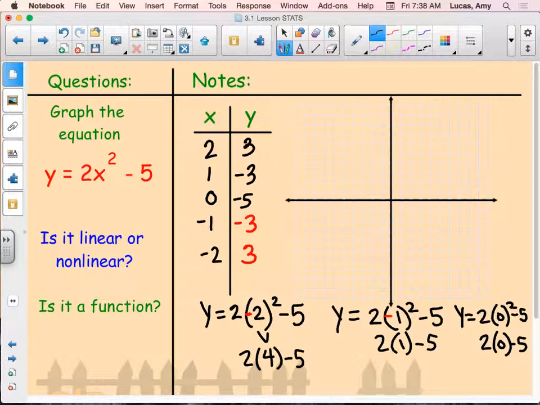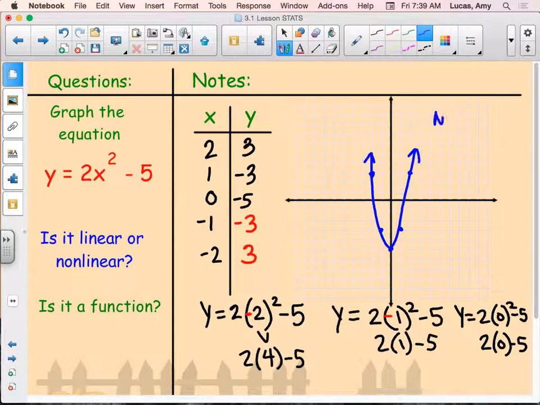So what you see if I graph these, 2, 3, 1, negative 3, 0, negative 5, negative 1, negative 3, negative 2, 3, is that this graph is not a line. It is nonlinear. It's called a parabola because this equation is quadratic, and we will work a lot more with these later on in algebra.